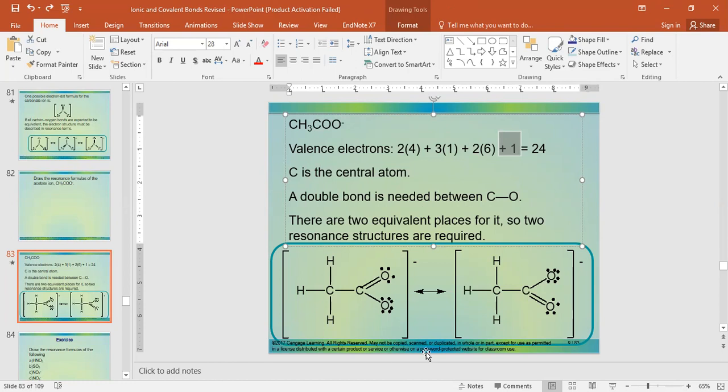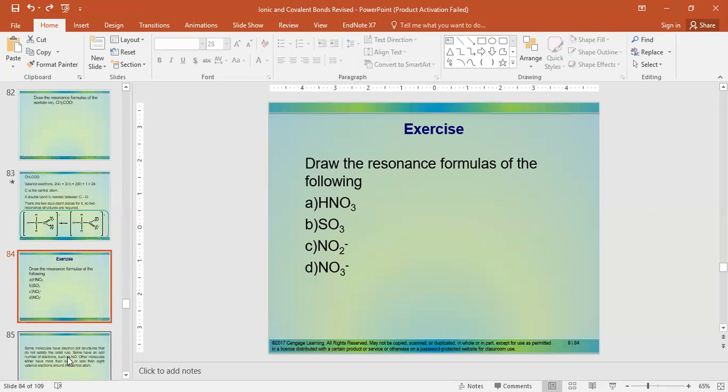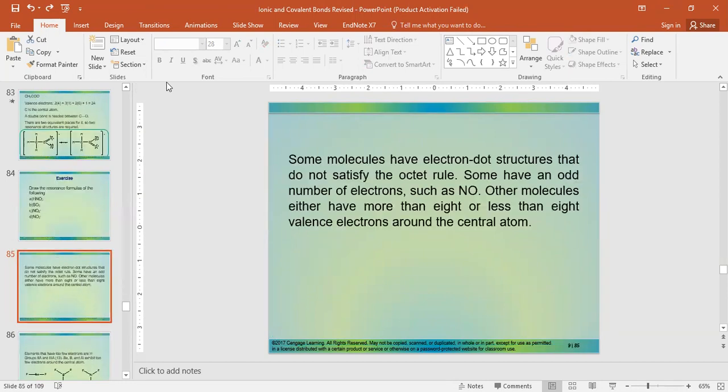And therefore, you can distribute them and you are going to get 2 possible structures as they are given here. So for those 2 possible structures, we put a double-headed arrow in between so that we can talk about a resonance structure. So having said that, maybe we can talk about an exercise here. It's an exercise that students, you can try. We have nitric acid here, we have sulfur trioxide, we have a nitrite, and we have a nitrate. You can use the same approach and see whether you can come up with different resonance structures for these compounds.